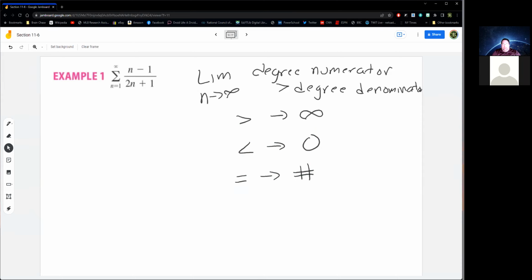All right. So now how does that help me in this situation? What's the degree of the numerator? 1. What's the degree of the denominator? 1. So therefore, it's equal, not going to 0. So I know this is going to go to something that's not equal to 0. So it's going to diverge.